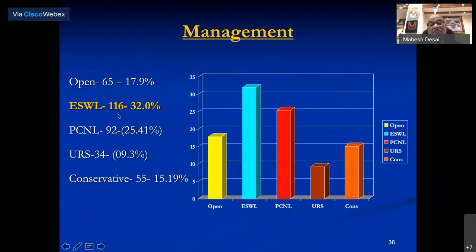Management. Here we managed the stone initially with open surgery, but that is gone. ESWL, PCNL, ureteroscopy, and medical management. But now we have stopped using open surgery and ESWL. Instead of ESWL, we use a micro perc for the small stone in the calyces, which is much easier to tackle than ESWL.